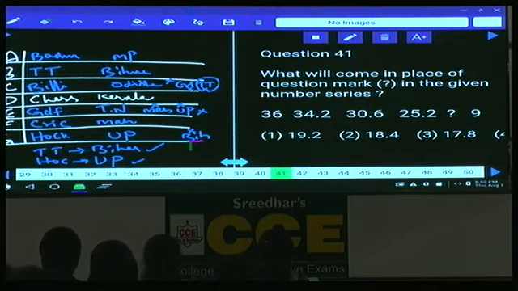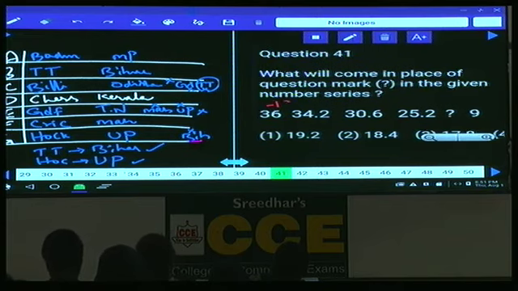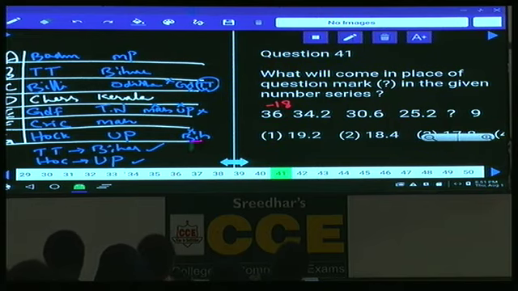Now 36, 34.2, and so on. Multiply the numbers with 10, and so what are the numbers we have? 360, 342, 306, 252. The numbers are in decreasing order. What is the difference here? 18. Next, 342 and 306, the difference between these two is 36.